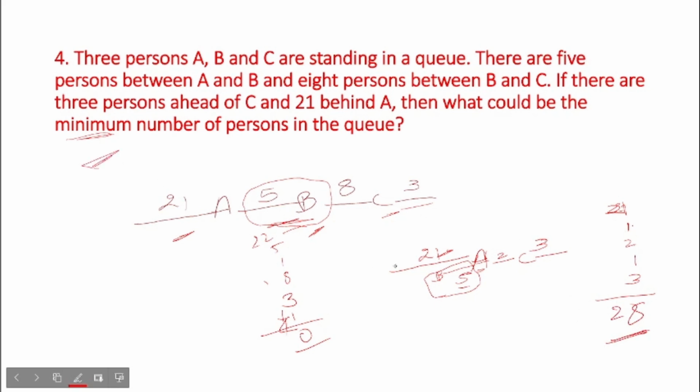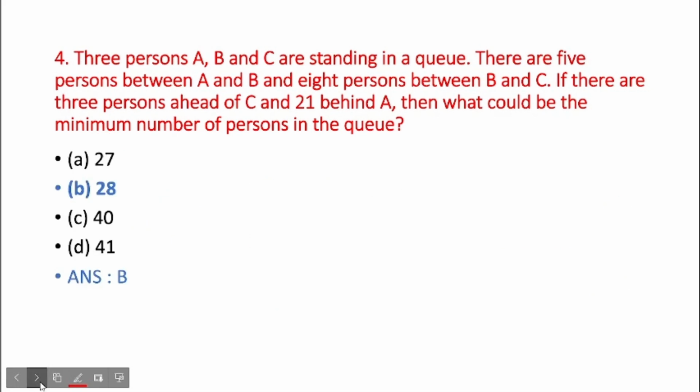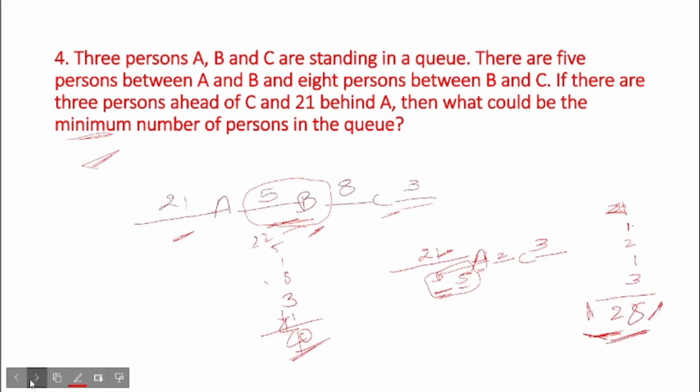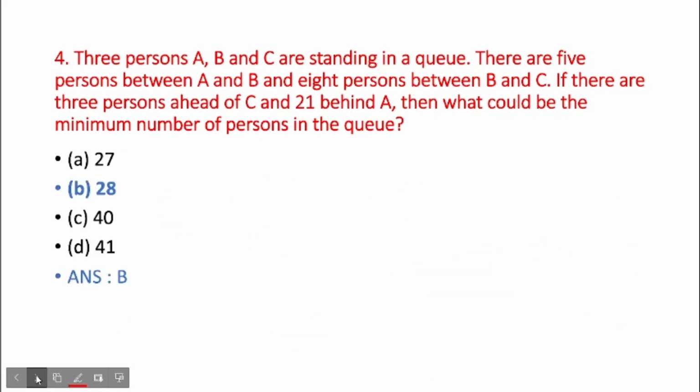If it's asked generally, we can give this 40 as the answer, but to determine the minimum, we have changed the position of B so that we can get a smaller number of people. We can arrange it. So yes, 28 is the answer. Yes, 28 is the answer.